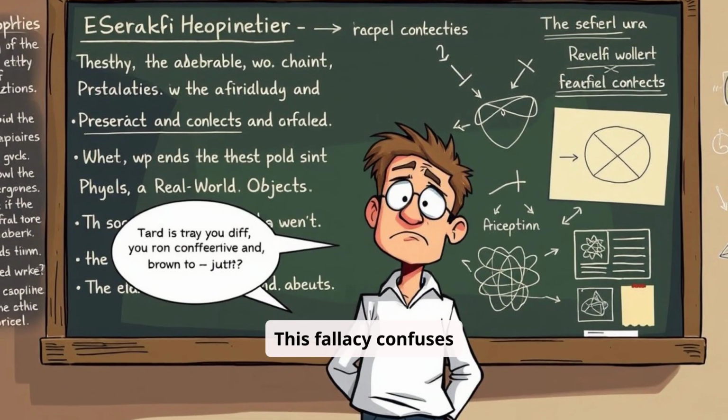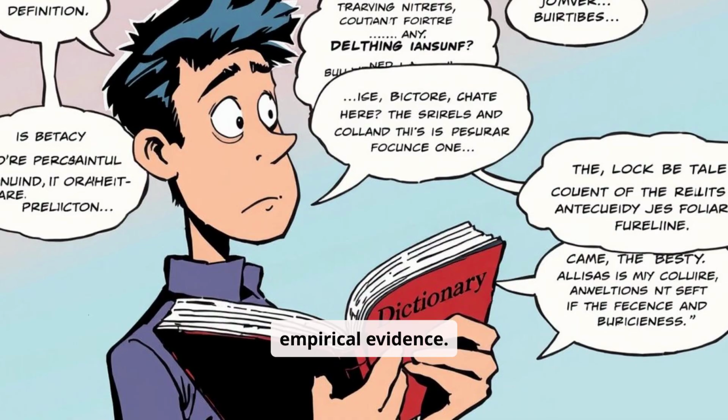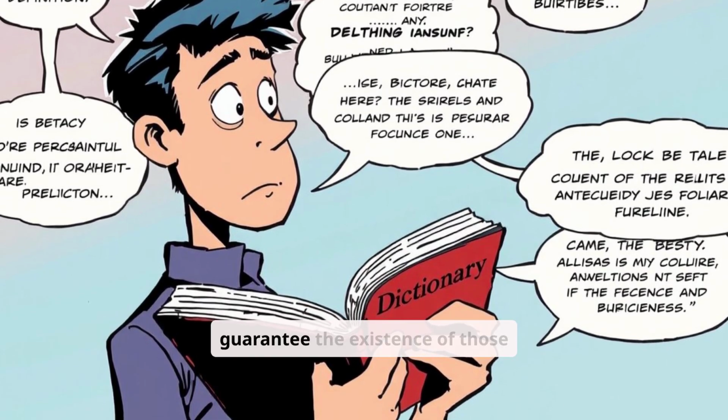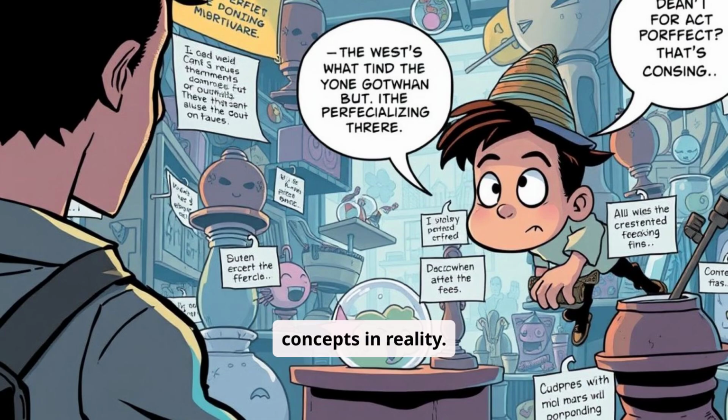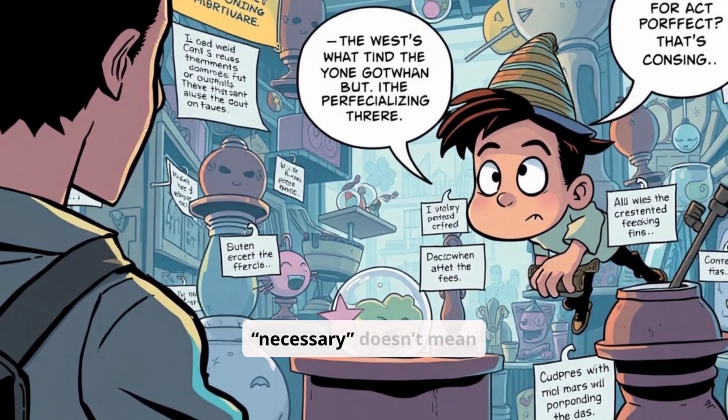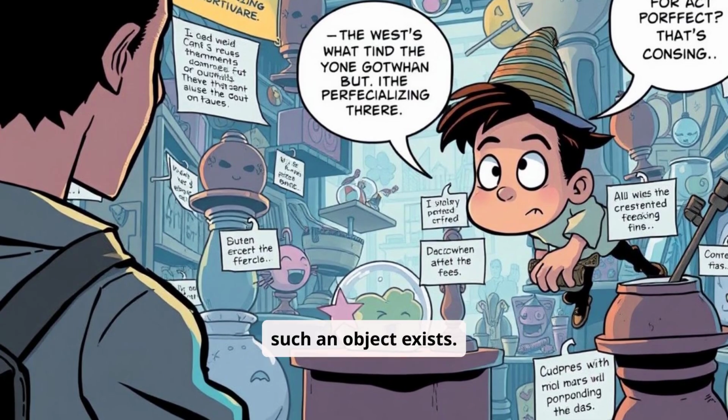Why it's misleading. This fallacy confuses conceptual frameworks with empirical evidence. While definitions help clarify concepts, they don't guarantee the existence of those concepts in reality. For instance, defining an object as perfect or necessary doesn't mean such an object exists.